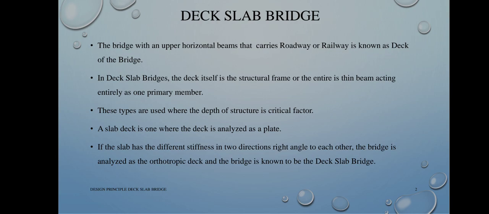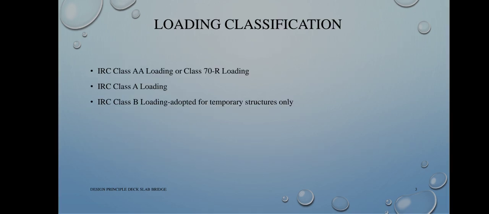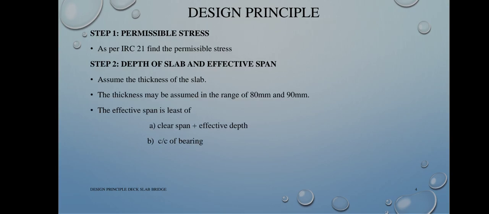A slab deck is one where the deck is analyzed as a plate. If the slab has different stiffness in two directions at right angles to each other, the bridge is analyzed as an orthotropic deck. Load classification. First one is IRC Class AA loading or Class 70R loading. Second is IRC Class A loading and third one is IRC Class B loading, and it is adopted for temporary structures only.